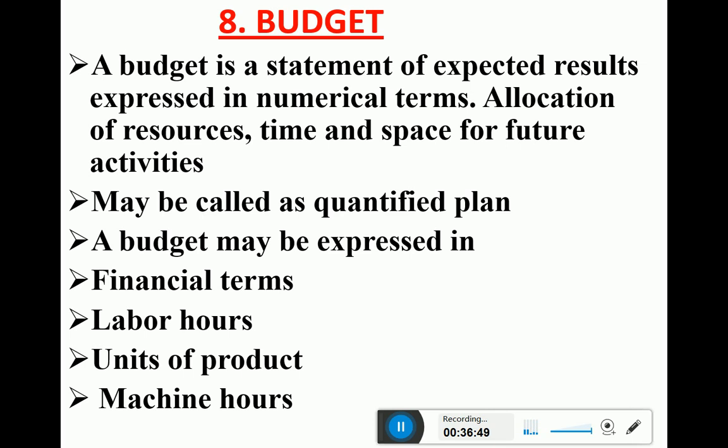Is known as a budget. Hope inshallah a bit of an idea will be clear. Thank you so much.